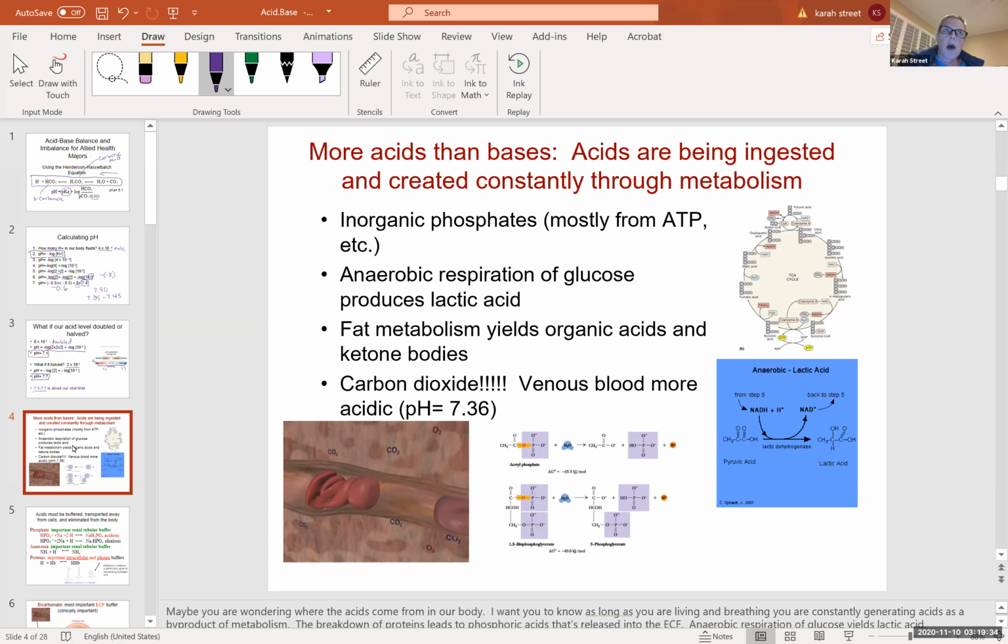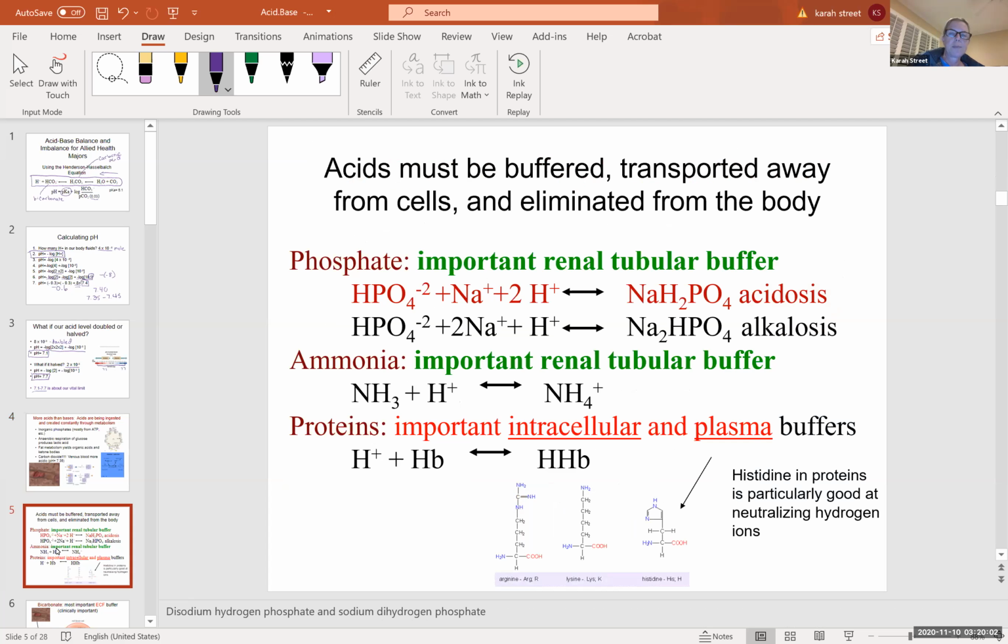There are also other organic acids like our keto acids, beta hydroxybutyrate, and acetoacetic acid that you learned from unit 2 when you learned about metabolism. So those are just examples of the acids that we generate during metabolism. Do we make bases? Do we have bases? Yes, we do. Just give me a moment and I'll point them out. But our fight mostly is to neutralize the acids we make during metabolic processes.